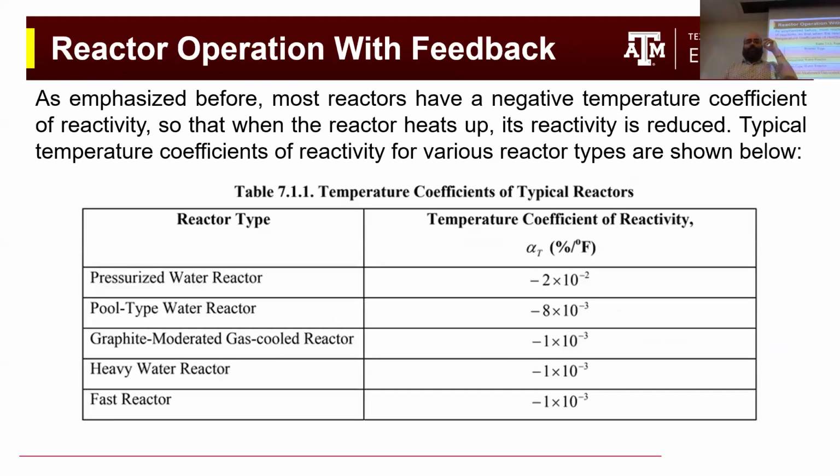So this is just a table that shows different kinds of reactors and their various values of alpha T. Here, alpha T is given in a percentage per degree Fahrenheit. So different reactors have different negative reactivity coefficients, but notice they're all negative.